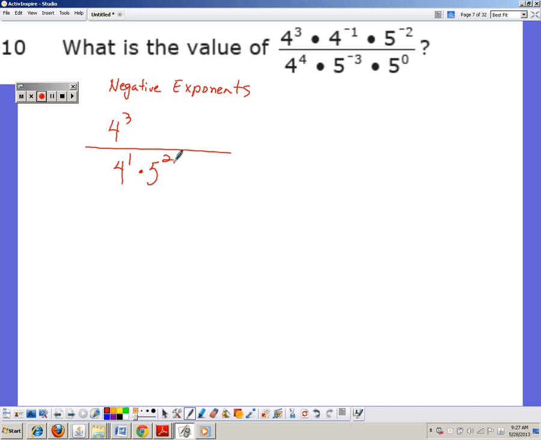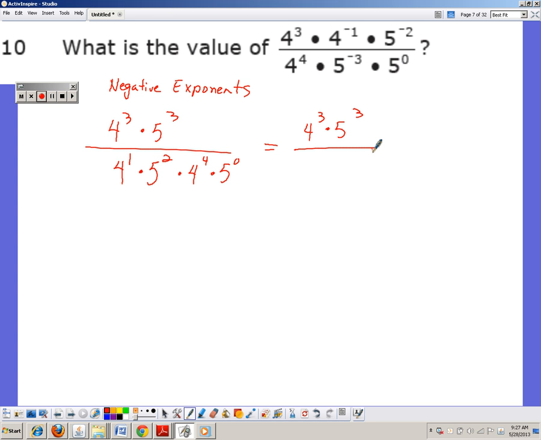4 to the fourth stays on the bottom because the power is positive. 5 to the negative third moves up to the top. And 5 to the 0 power stays on the bottom. Now, you have to simplify your like bases. There's no like bases on top, so this says it's 4 to the third times 5 to the third.